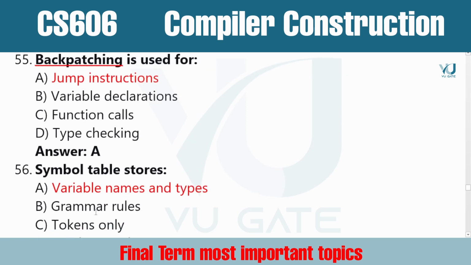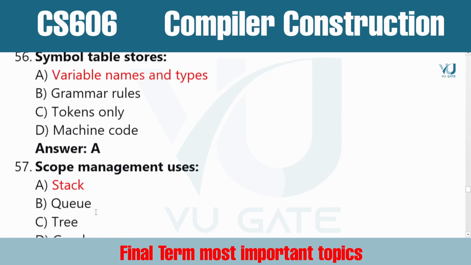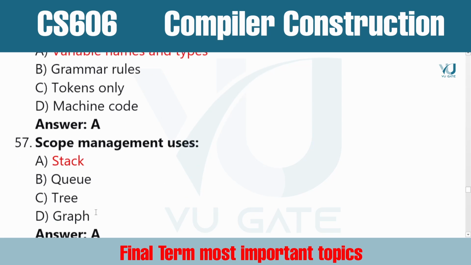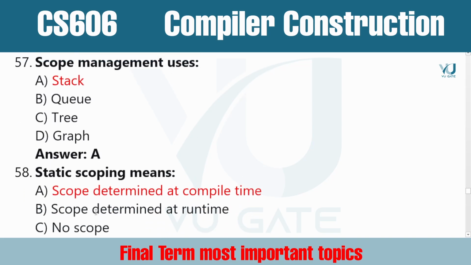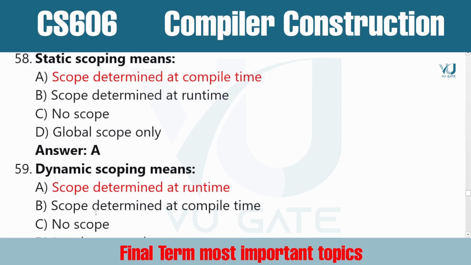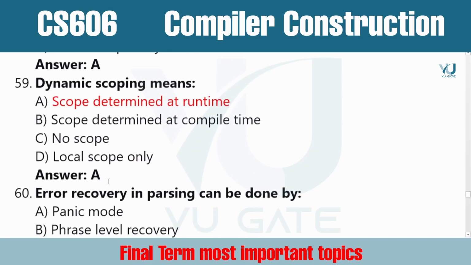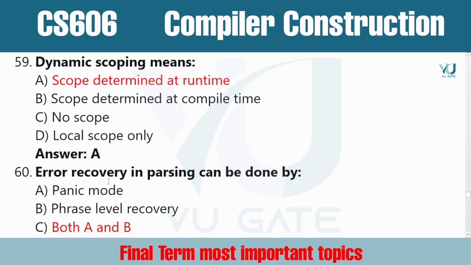Backpatching is used for. The correct answer is option A, jump instructions. Symbol table stores. The correct answer is option A, variable names and types. Scope management uses. The correct answer is option A, stack. Static scoping means. The correct answer is option A, scope determined at compile time. Dynamic scoping means. The correct answer is option A, scope determined at runtime.